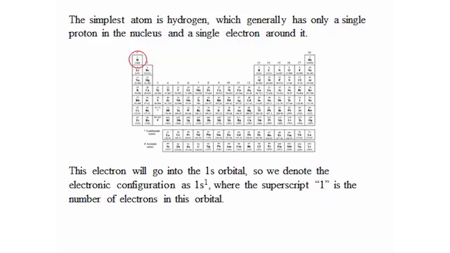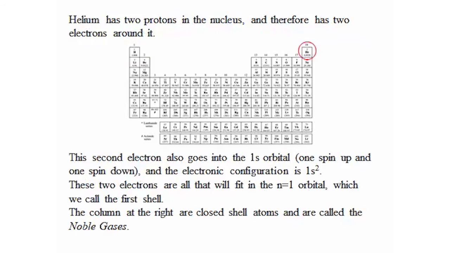in the atom. The simplest atom is hydrogen, which generally has only a single proton in the nucleus and a single electron around it. It therefore has an atomic number of 1 and is up here in the upper left-hand corner of the periodic table. This electron will go into the 1s orbital, so we denote the electronic configuration as 1s1, where the superscript 1 is the number of electrons in this orbital.